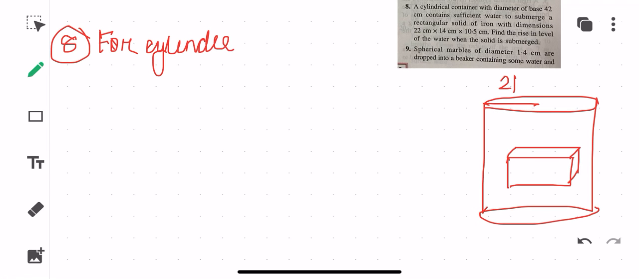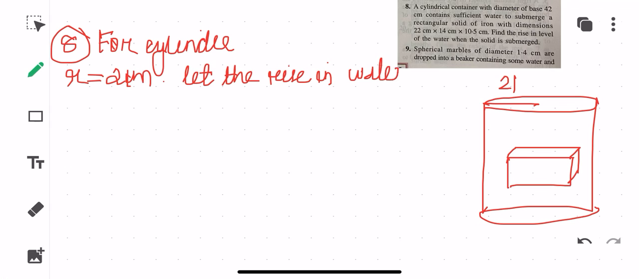For the cylinder, the radius is equal to 21 centimeters, and let the rise in water be 8 centimeters. So this is what you are letting. Suppose this height is 8 centimeters. So this is evident, children, that whatever is the volume of this particular solid, that much will be the rise in the water level.